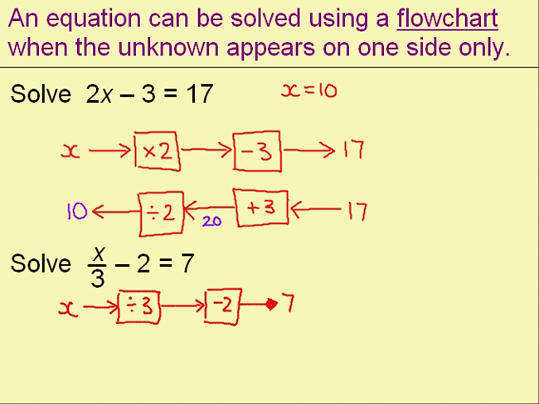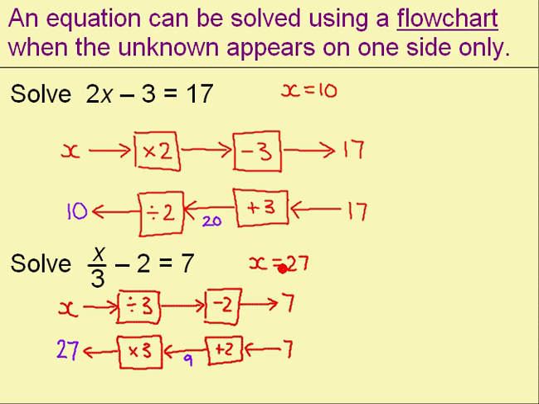So I reverse the direction and reverse the operations. So I've got 7. Instead of -2, I add 2. Instead of divide by 3, I times by 3. And this will give me my answer. So 7 add 2 is 9, times by 3 is 27. So this is my value for x.